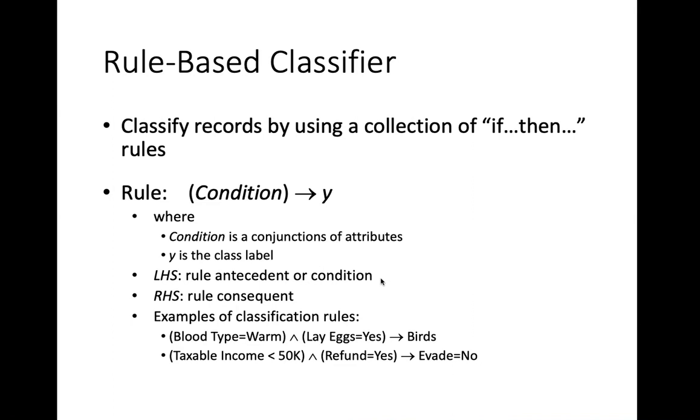So this is being viewed as a logical formula, and the condition is seen as a conjunction of attributes. Conjunction of attributes means it is all joined together by the 'and' kind of logic. Okay, and if the condition is satisfied, it implies that the class label is going to be y. So the left hand side is the rule antecedent or condition, and the right hand side is the rule consequent.